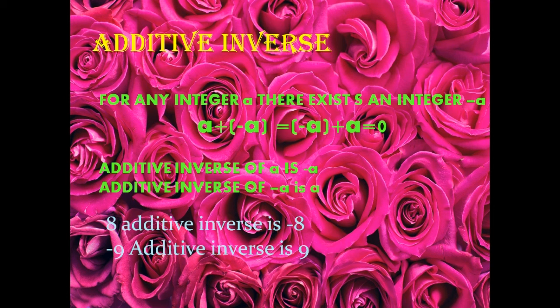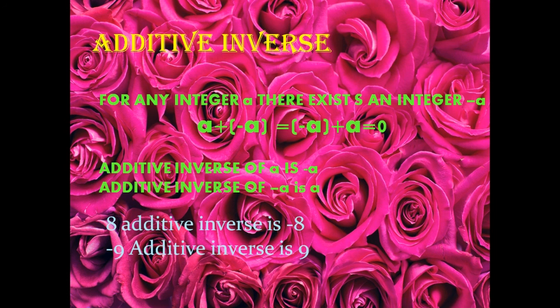Here you take one example. Suppose I am taking 3. If you add minus 3, one positive value and one negative value, the same values positive and negative, if you add them, we get 0. So the additive inverse of 3 is minus 3 and the additive inverse of minus 3 is 3. Another example, 8. The additive inverse of 8 is minus 8. How can we say that 8 plus minus 8 is equal to 0? If you add the two, we have to get 0.